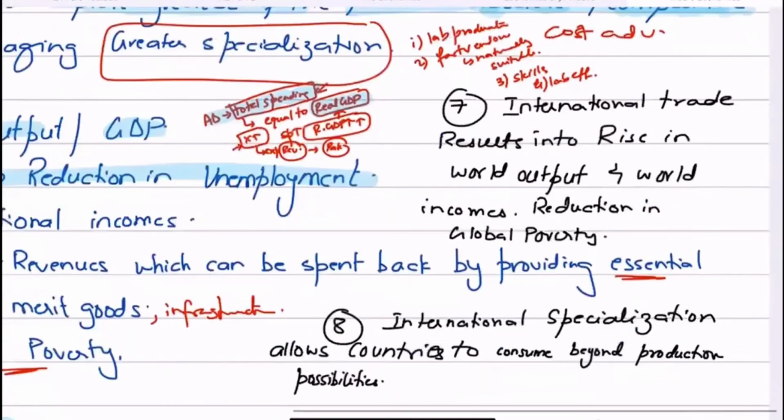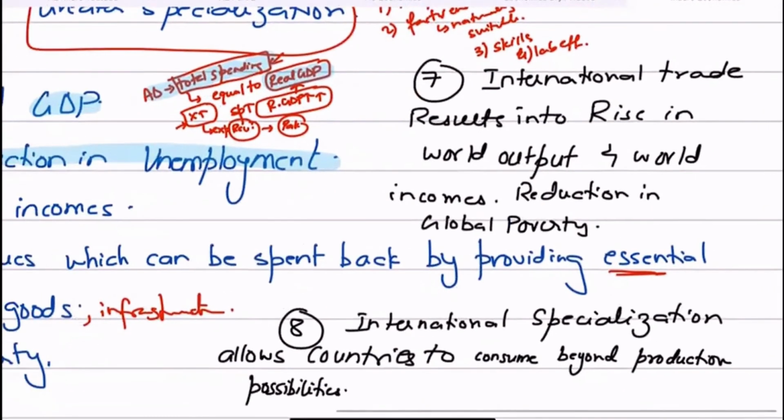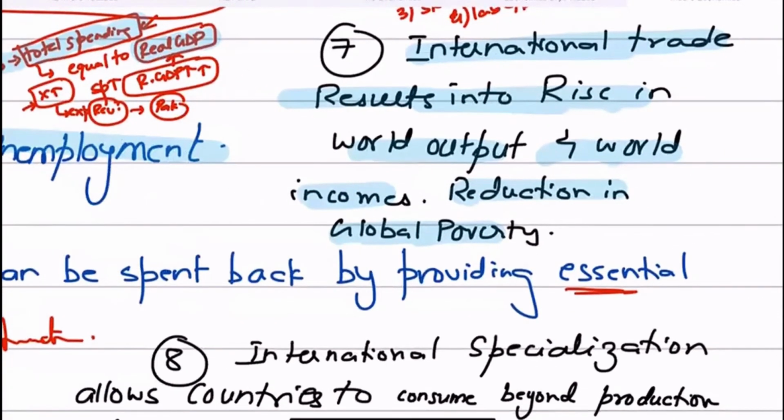Also remember that this is a very good advantage that you can give. International trade results in a rise in world output and world incomes. There's a reduction in global poverty. Why? Because obviously, if countries are engaging in international trade amongst each other, they are not only selling goods and services within themselves, they're also selling outside the country to other markets as well. So obviously, it will provide more employment opportunities globally. It will reduce global poverty, and it will also result in a rise in world output. This is a very good point that you can write in the exam.